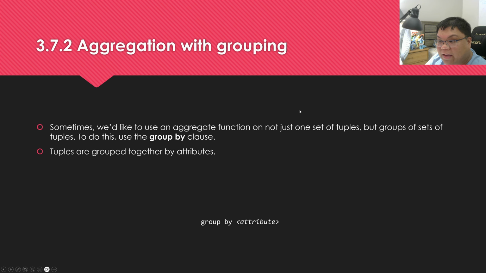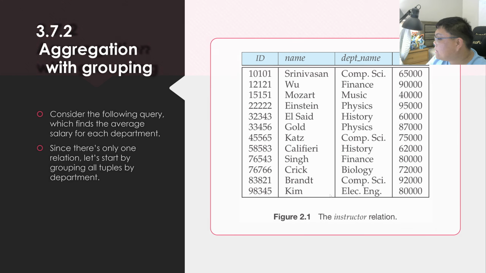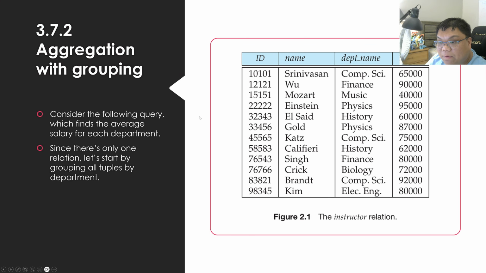Sometimes we would like to use an aggregate function on not just one set of tuples, but rather groups of sets of tuples. So we use the group by clause, where we group tuples by attributes. Let's try this example. Consider the following query, which finds the average salary for each department. So now, we're not finding the average salary for everyone, we're finding the average salary for each department.